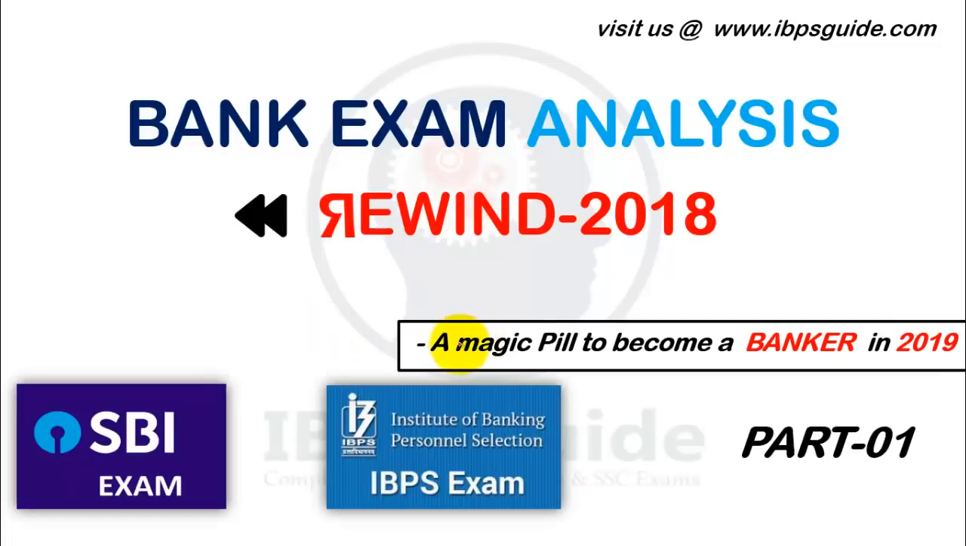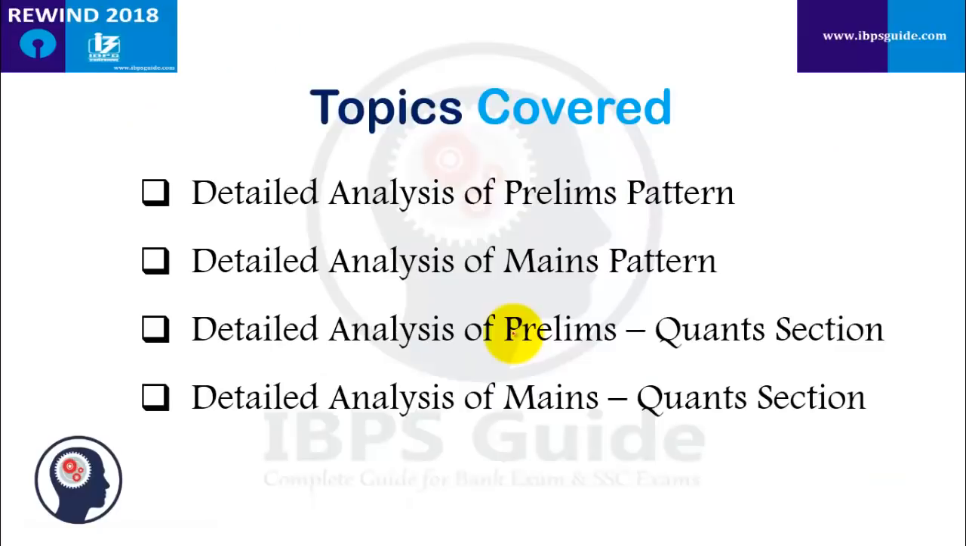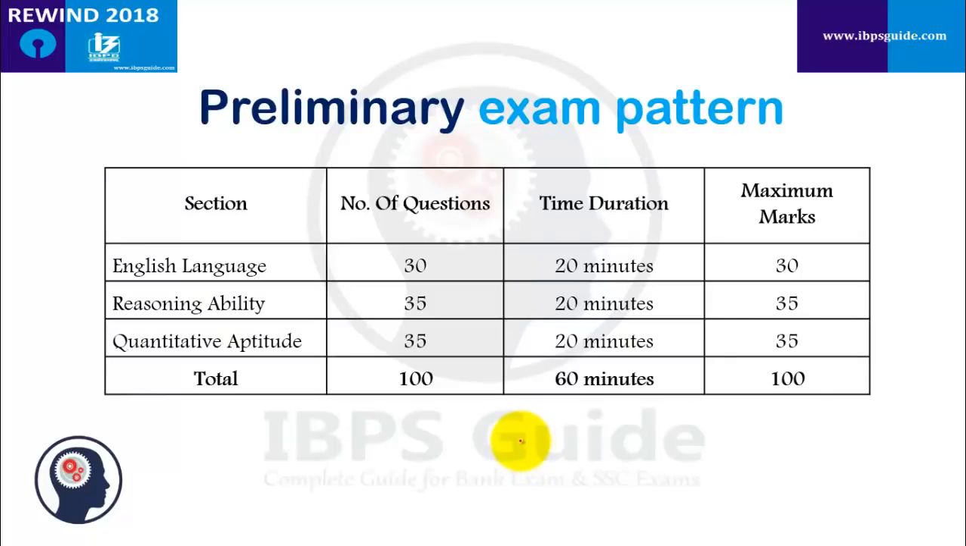Bank exams have so far experienced various phases of transformation. Let us see what we are going to cover in the Bank Exam Analysis Rewind 2018 Part 1. We are coming with Part 1 in Quant, as well as Part 2 for reasoning, English and GK also. In the beginning, we are going to cover the detailed analysis and changes made in prelim pattern. Next, the detailed analysis of mains, and we are going to rewind the Quant section of the 2018 prelim as well as mains exam.